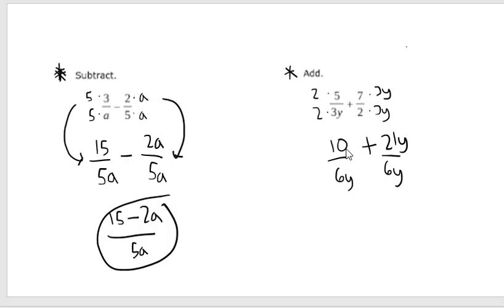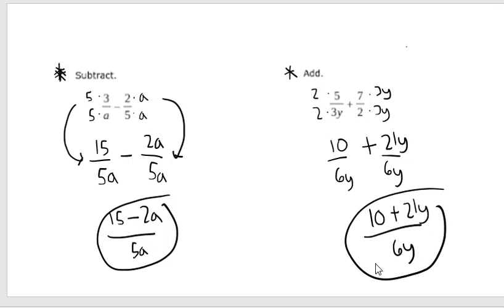And because we cannot actually add 10 and 21y because they're not like terms, we leave this as 10 plus 21y divided by 6y. That would be our final answer.